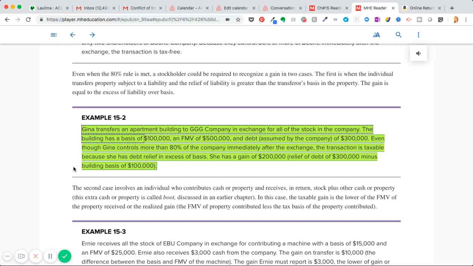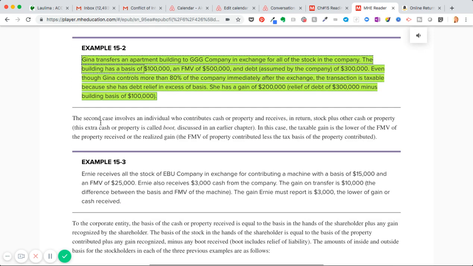Now, the reason they're doing this is because, like I said, the book is really taking this approach from an individual perspective of these businesses. You can read these rules right here above the example. This is covering the exception to the 80% rule, which is really more of this individual owning a corporation type of situation. So the second case involves an individual who contributes cash or property and receives in return stock plus other cash or property. This extra cash or property is called boot, as we well know. In this case, the taxable gain is the lower of the fair market value of the property received or the realized gain, which is the fair market value contributed less the tax basis in the property contributed.